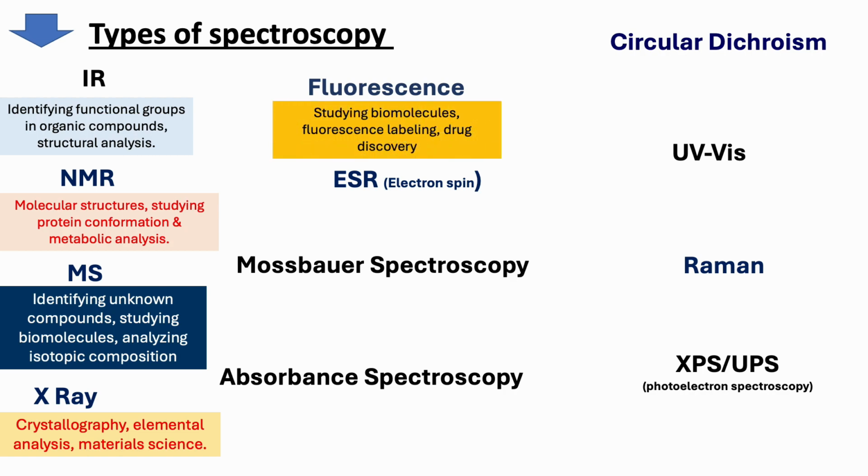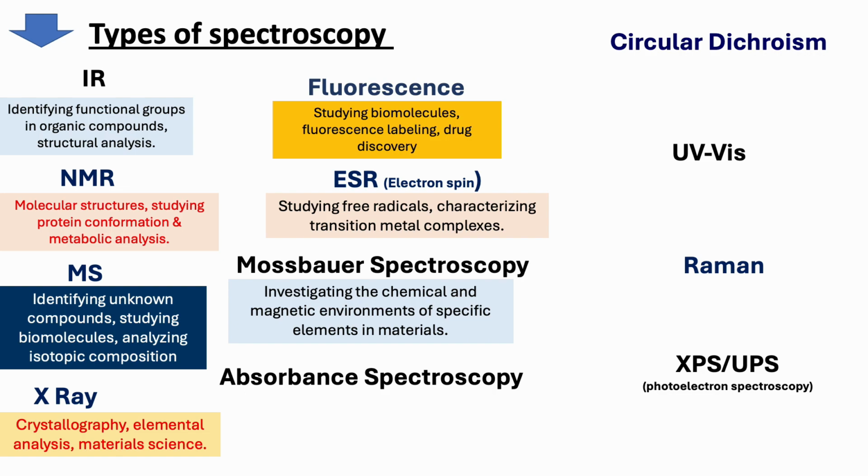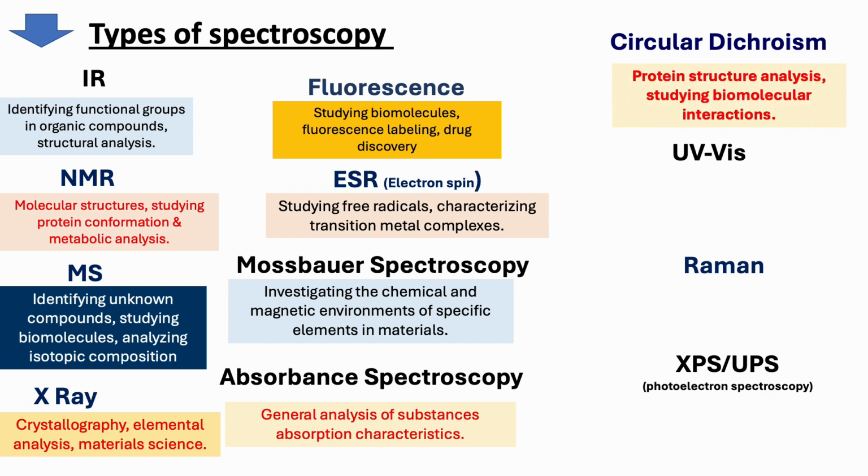Fluorescence spectroscopy is generally used in studying biomolecules, fluorescence labeling, as well as drug discovery. ESR is generally used in studying free radicals, characterizing transition metal complexes, followed by Mössbauer spectroscopy, which helps in investigating the chemical and magnetic environment of a specific element in materials. Absorbance spectroscopy helps in getting the general analysis of substances as well as absorption characteristics.